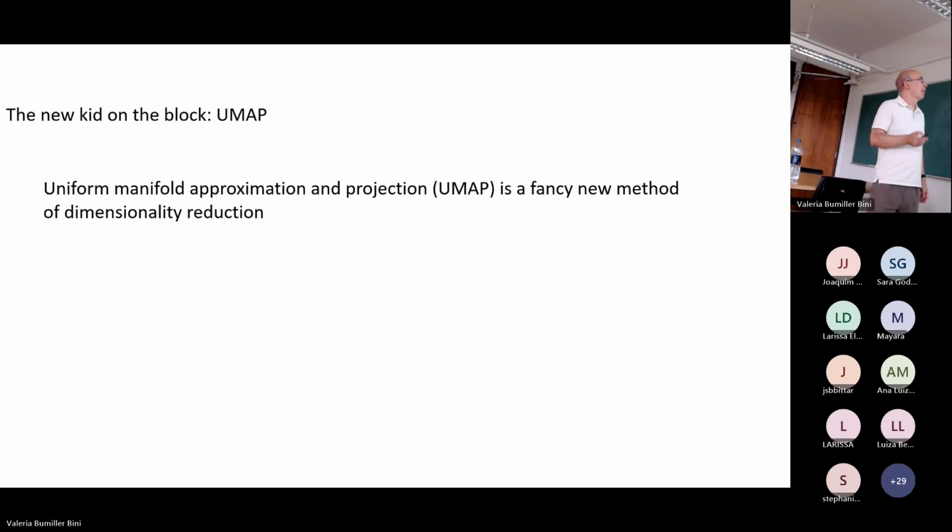Now, the new kid on the block, UMAP. This is becoming quite, it's a little bit more complicated. It's kind of fancy pants. It's a new method of dimensionality reduction, and it's quite common and it's been adopted, particularly for the transcriptomics community.